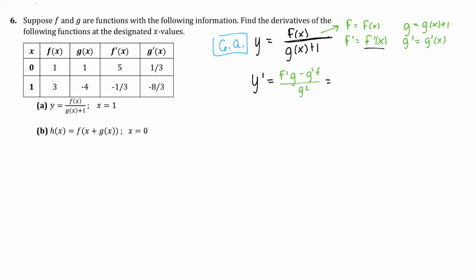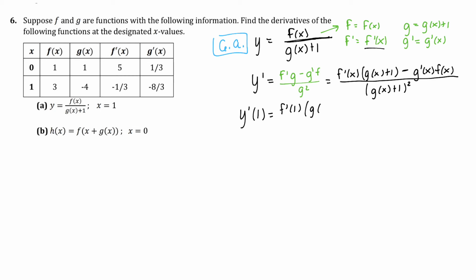f prime is f prime of x. g is g of x plus 1 minus g prime is g prime of x. f is f of x all over g of x plus 1 quantity squared. So that's the derivative. We now want to find the derivative at 1. So we have to plug 1 in to that function. So that's just replacing all the x's with 1.